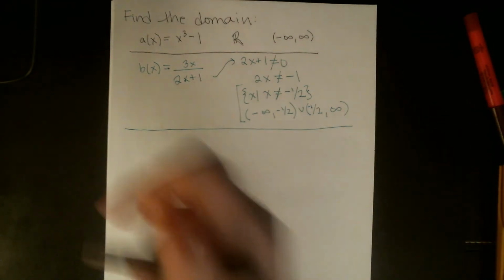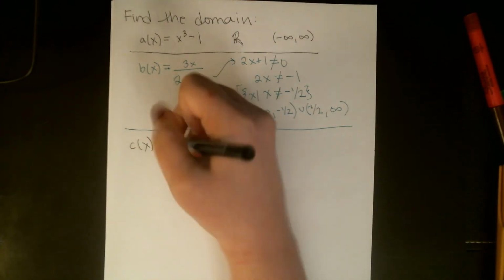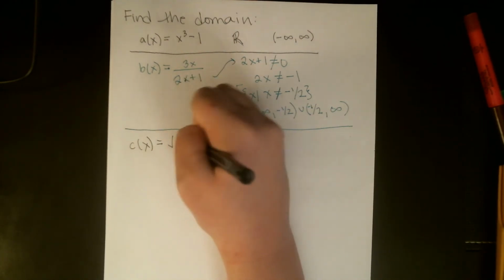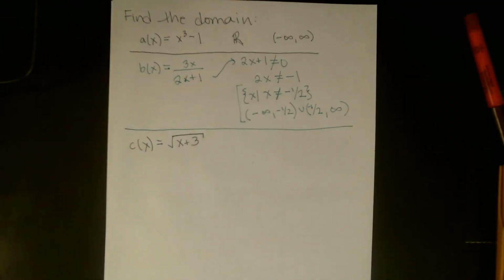Okay, let's try c of x is equal to the square root of x plus 3. Okay, so same question. Can we identify the domain of function c? Function c really only has two steps, two operations happening. Whatever I input, I'm going to add 3 to it, and then I'm going to take the square root.